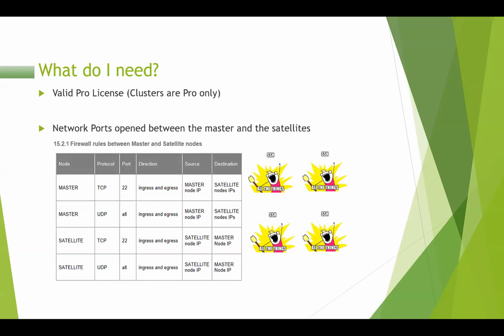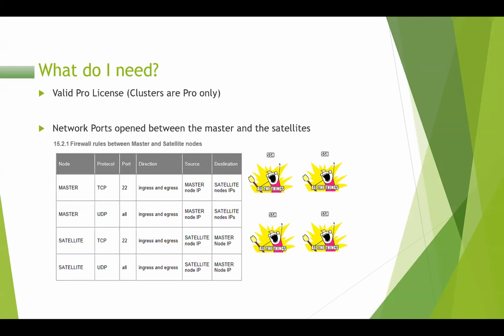What do you need in order to run an EVE cluster? Well, first of all, you need a valid Pro license because clustering is Pro only. And of course, you need some communication between your master node and the satellite nodes. And this is listed here. This is also written in the official EVE cookbook.